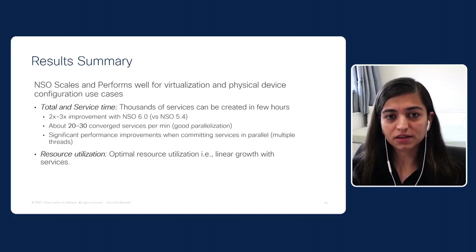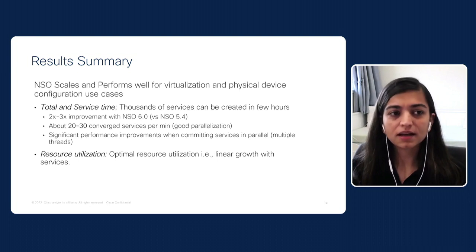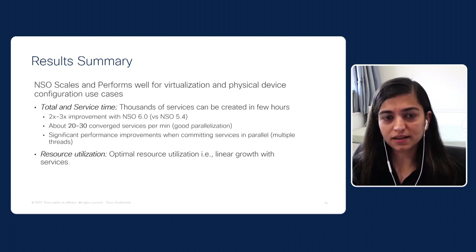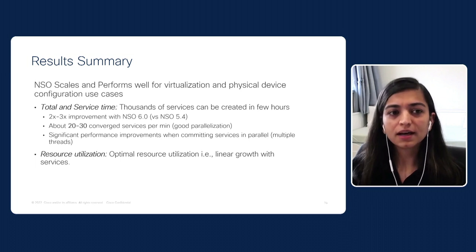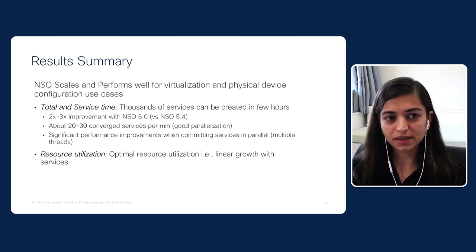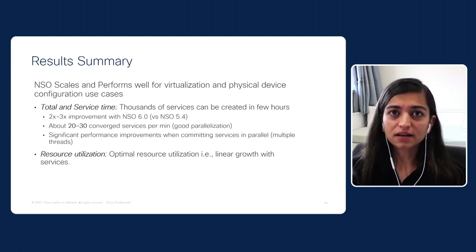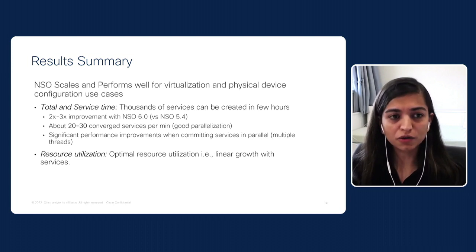In terms of summary, we can see that NSO scales and performs well for virtualization and physical device configuration use cases. In terms of total service convergence time, we can see thousands of services could be created in a few hours. So NSO scales very well for these two use cases. We can see compared to NSO 5.4, there is a 2 to 3 times improvement with NSO 6.0 with very minimal changes in the function packs or the services. And about 20 to 30 services are converged per minute, which is a good amount of parallelization.